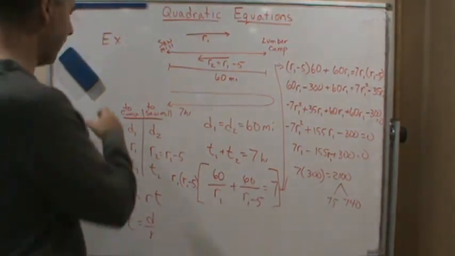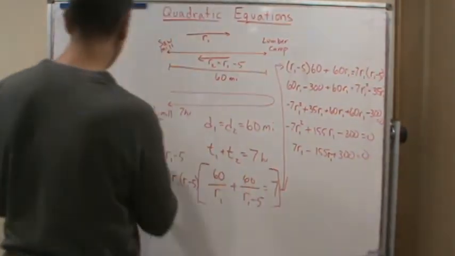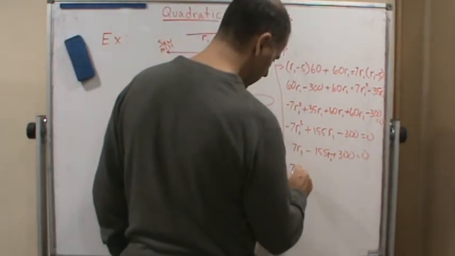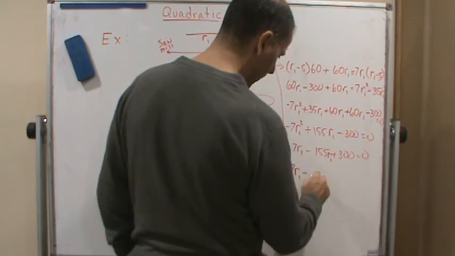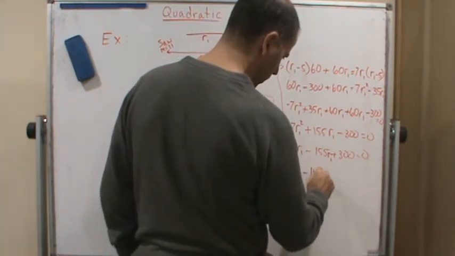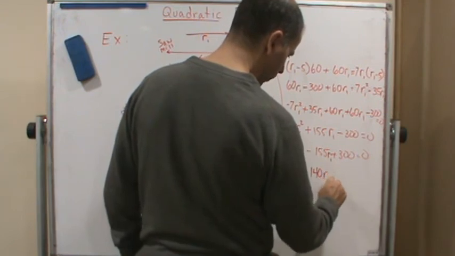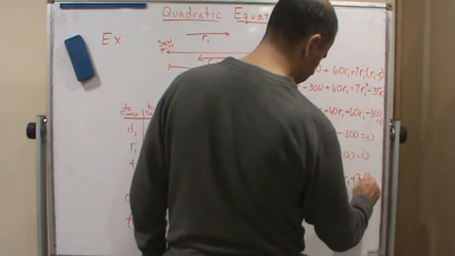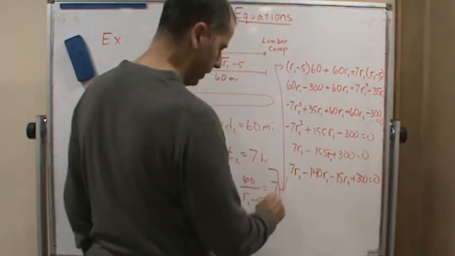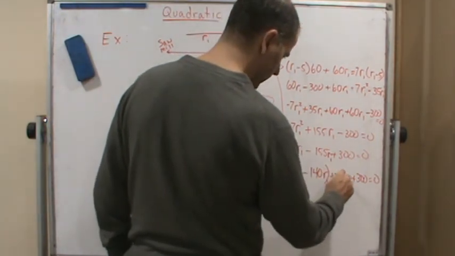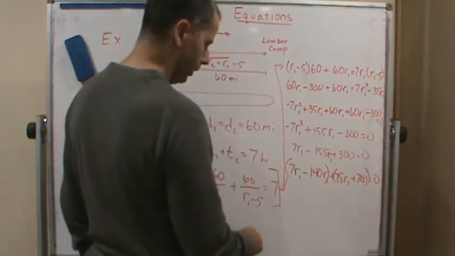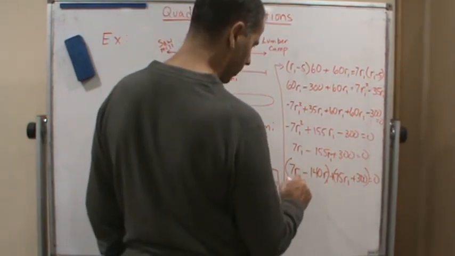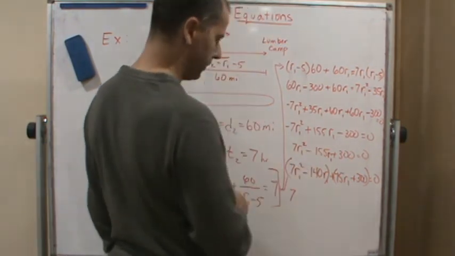Okay, so now that means we can decompose the middle term: 7R1 squared minus 140R1 minus 15R1 plus 300 equals 0. Doesn't matter which way. And then we can factor by grouping. So I'm going to make this a plus negative. Okay, so this I'm going to factor out a 7R1. Oops, hold on. This should be squared. Sorry, I'm dropping things all over the place.